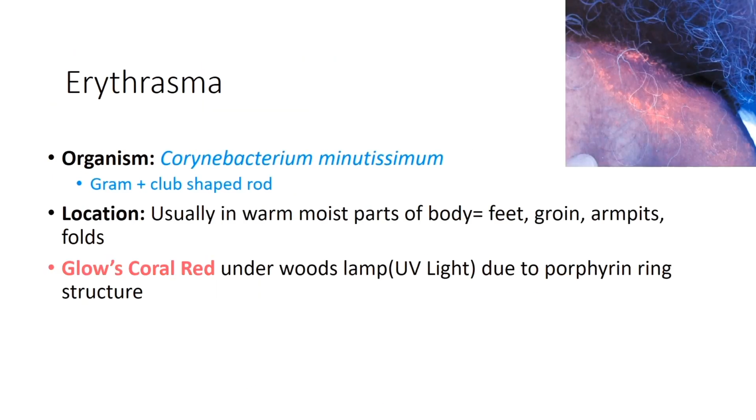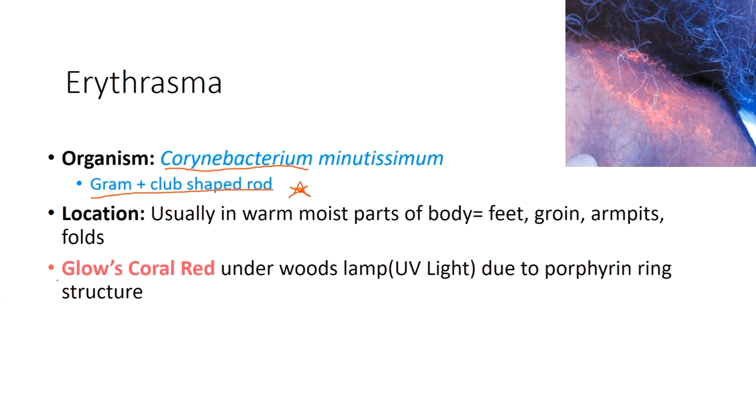So next guy is erythrasma. This is pretty much you need to only recognize the organism name, the basic shape of it, and then what we find as far as Wood's lamp. So this is Corynebacterium minutissimum. Remember, this is related to our other Corynebacterium, which is diphtheria, which causes pharyngitis and that pseudomembrane. It's a gram-positive club-shaped rod, so it's got the same shape as our diphtheria.